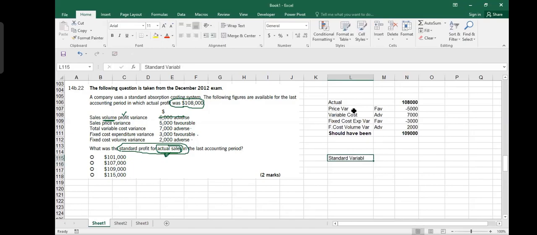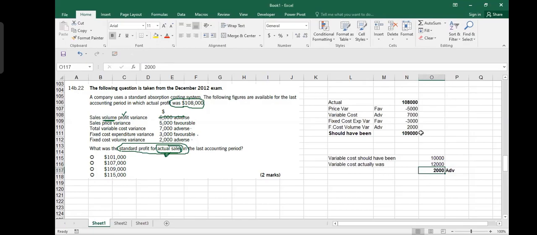Let me write down in your terminology. You say that variable cost should have been, let's suppose, 10,000. But then you say that variable cost actually was 12,000. So if cost is more, you say it is 2,000 and you call it adverse. You say that my variable cost was more, so I call it an adverse variance. This is what you say.